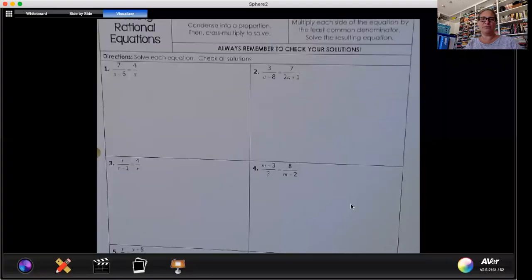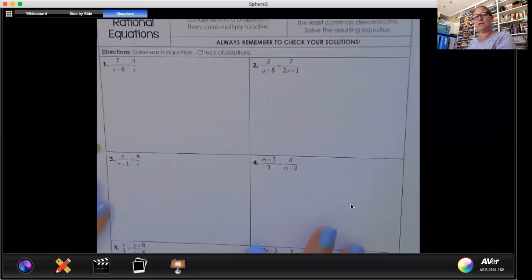Hey guys, today we're going to solve rational equations. You're going to need to use the information that you have used up to this point to be able to do this, especially the addition and subtraction section where we added and subtracted rational functions. Now, there are two types of equations that you're going to see.